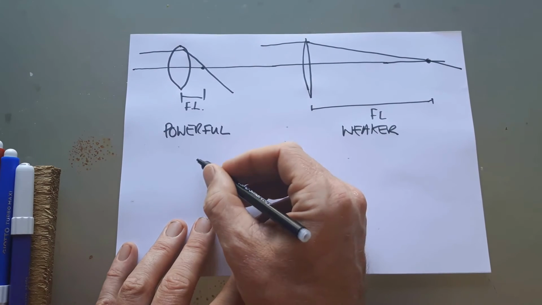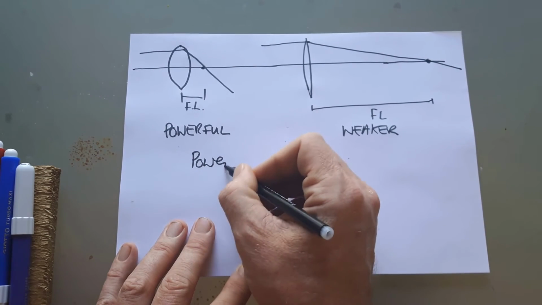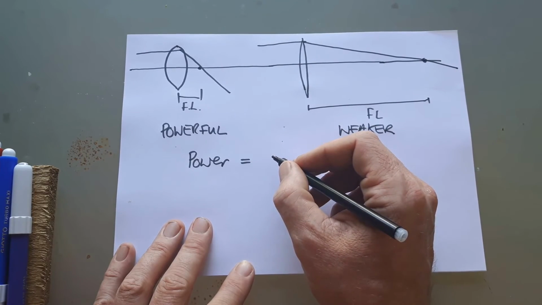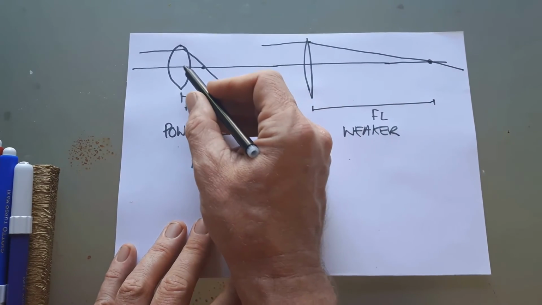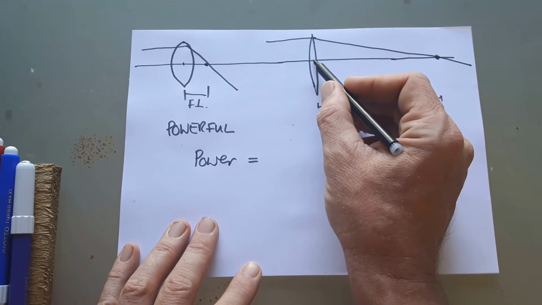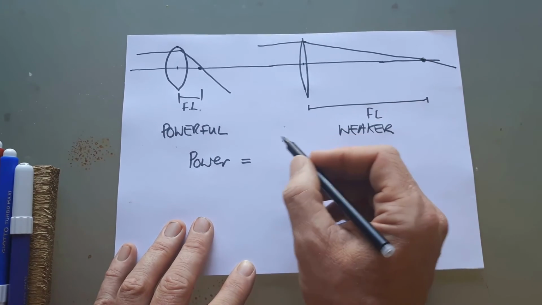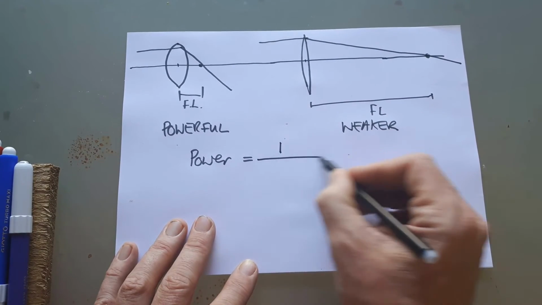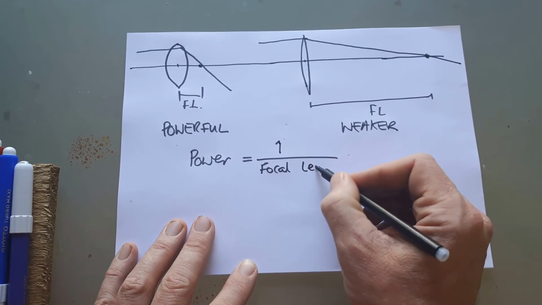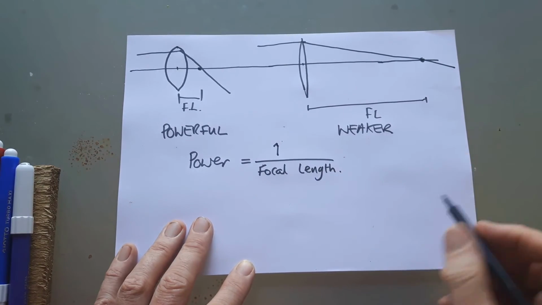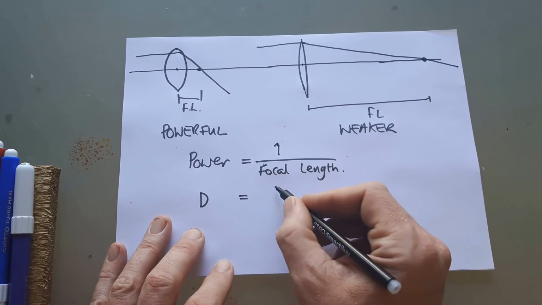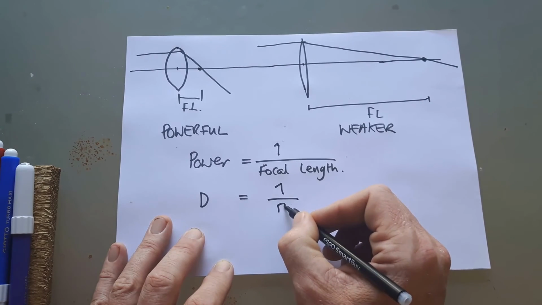Now the power of a lens is its ability to bring light to a focus, and if you think that the powerful lens brings the light to a focus in a short distance and a weak lens brings the light to a focus over a longer distance, then we end up with this relationship, which is that the power of the lens is 1 over the focal length. And the power is measured in a unit called diopter, or D, as long as the focal length is measured in meters.